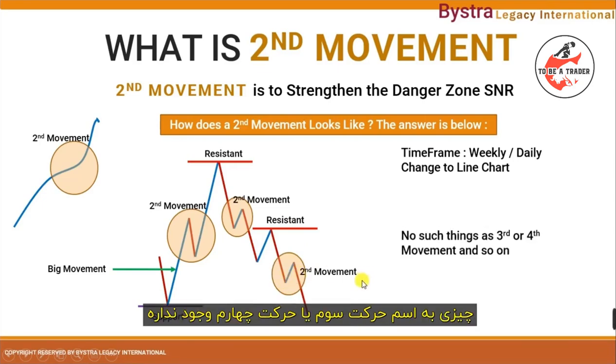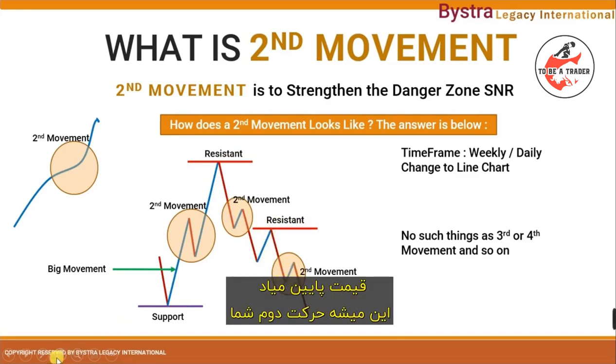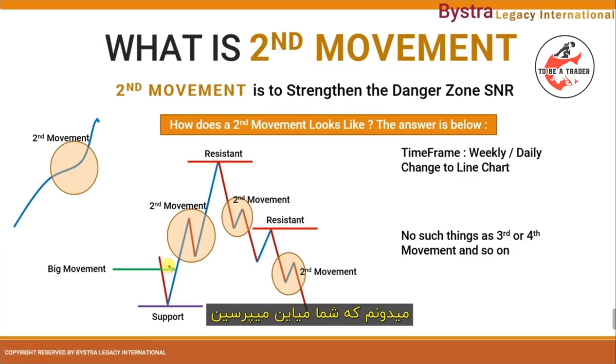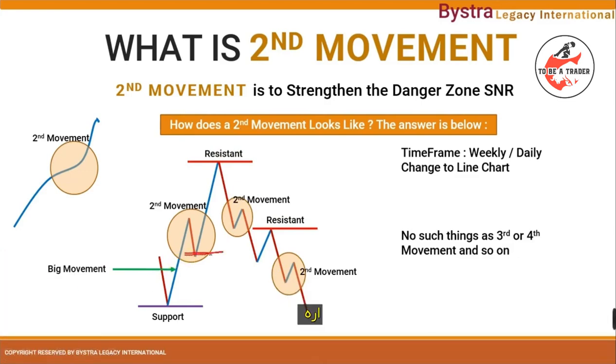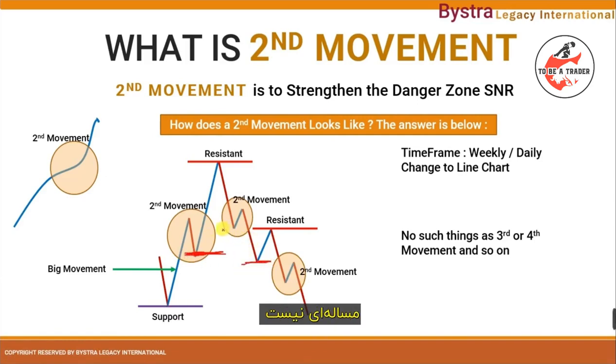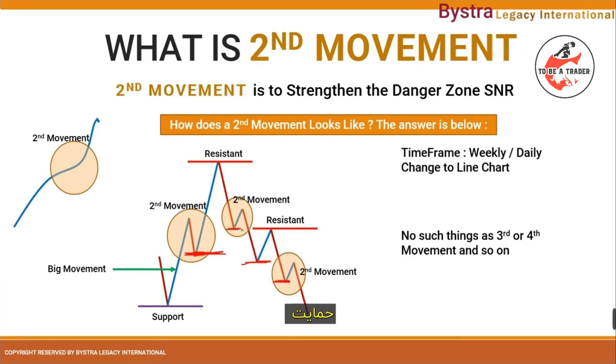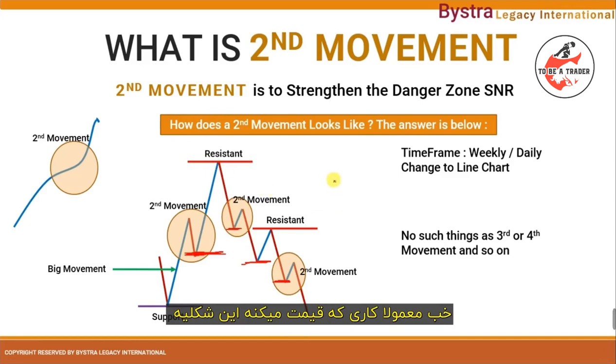So there is no such thing as a third movement or a fourth movement. The moment when price has a resistance on the top, this will be your second movement, and this will be your resistance. Come back down, this will be your second movement. Now I know you guys were going to ask, what about here? Yes, this you can mark as your support. This you can mark as your support, no issue. This you can mark as your support. Your support. So normally what price does is like this.